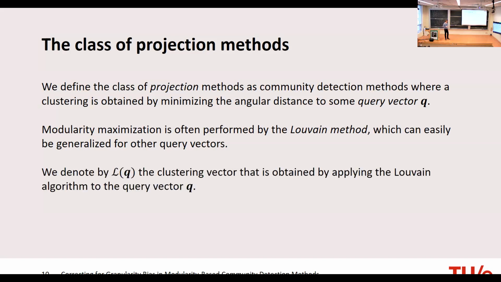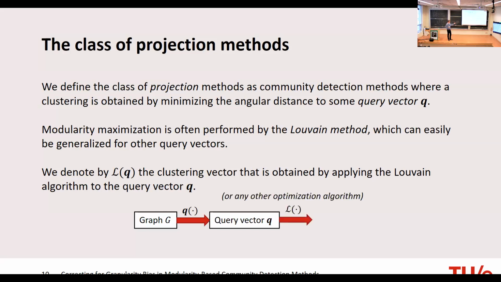And yeah, so we denote this result of the Louvain algorithm, an approximate nearest partition to a given point, by L of Q. You can depict it by a diagram: we start with a graph, map it to a query vector, then apply Louvain, or any other algorithm, and get a clustering vector.